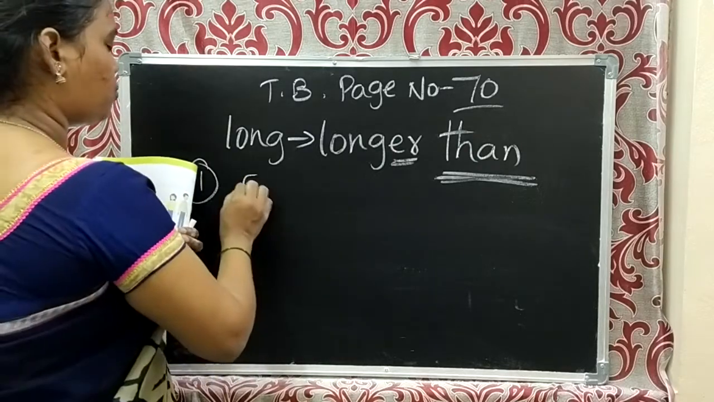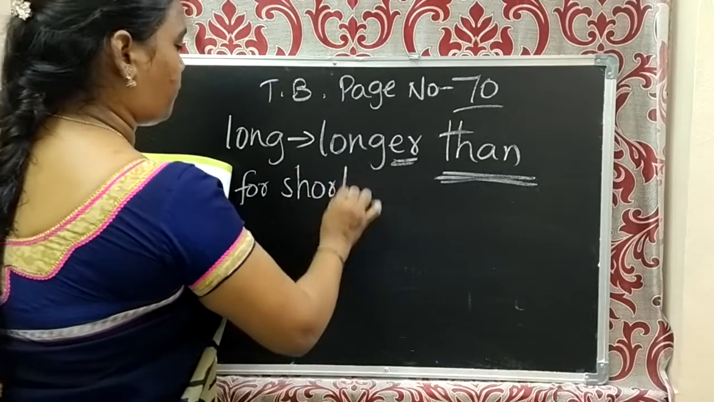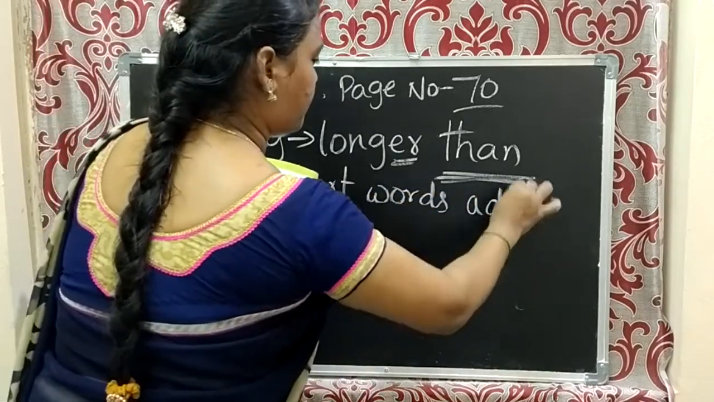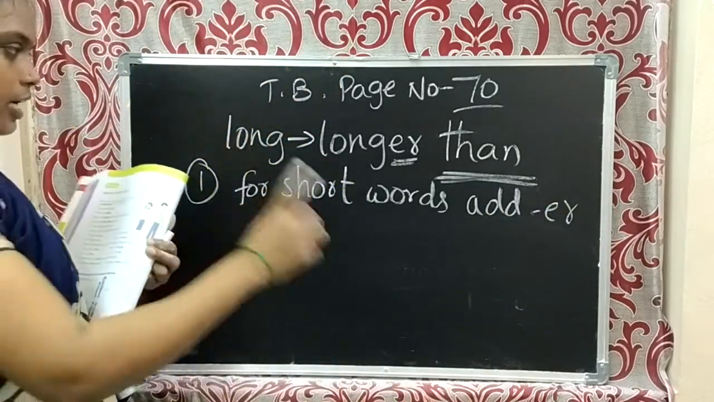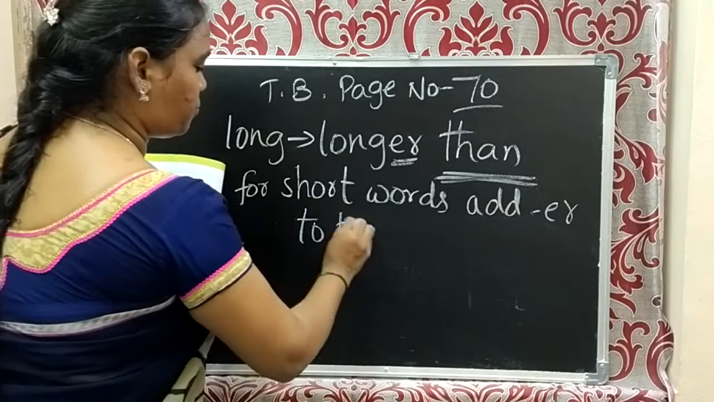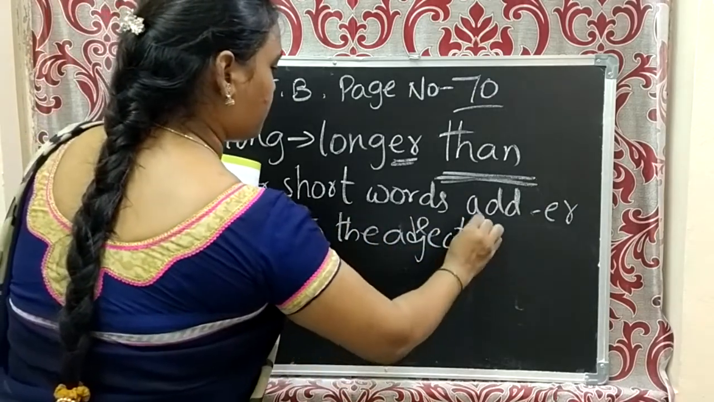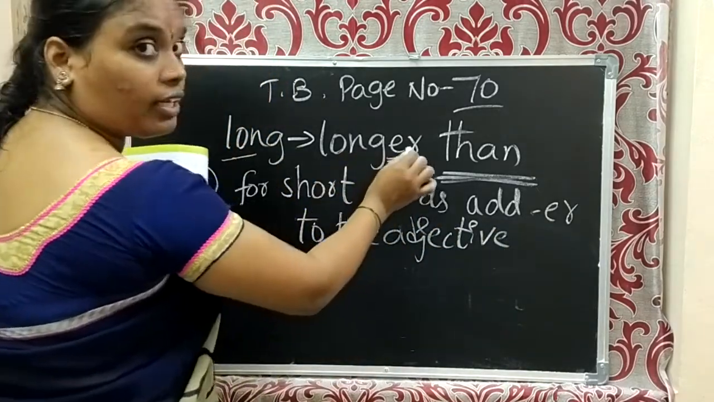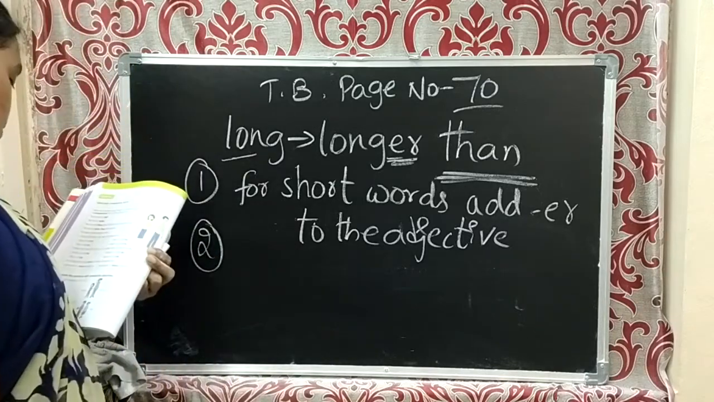First, for short words, add ER to the adjective. I have just explained that. For example, long is an adjective, longer. ER is added, no? And the second rule. What is the second rule?